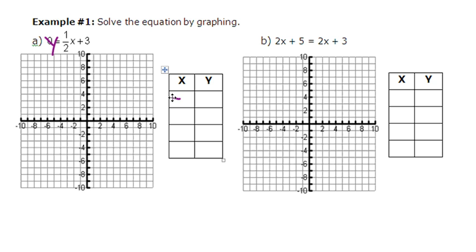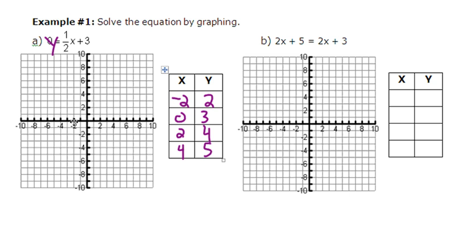I'm going to start with some negative numbers. So -2, 0, 2, and 4. If I plug in -2 for x, half of -2 is -1. -1 plus 3 is +2. Plug in 0. Half of 0 is still 0. 0 plus 3 is 3. Plug in 2. Half of 2 is 1. 1 plus 3 is 4. Plug in 4. Half of 4 is 2. 2 plus 3 is 5.